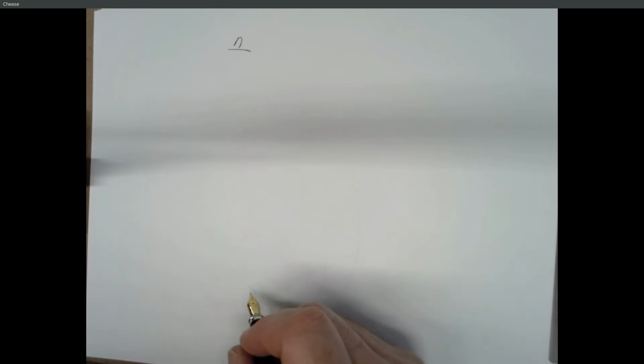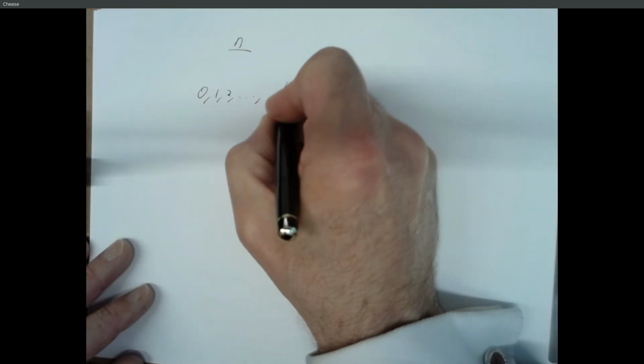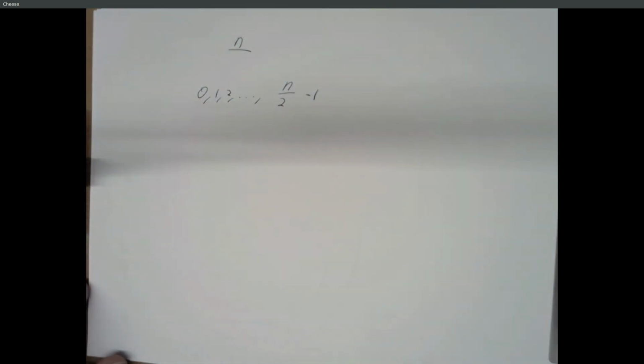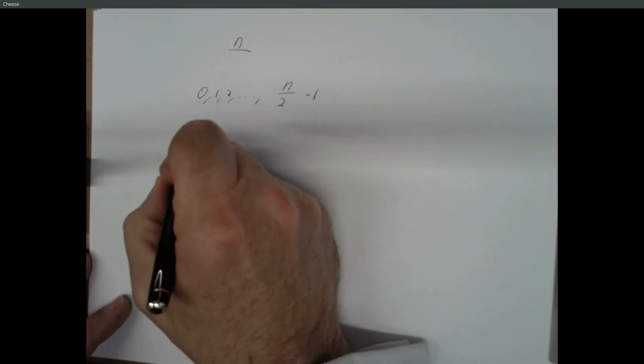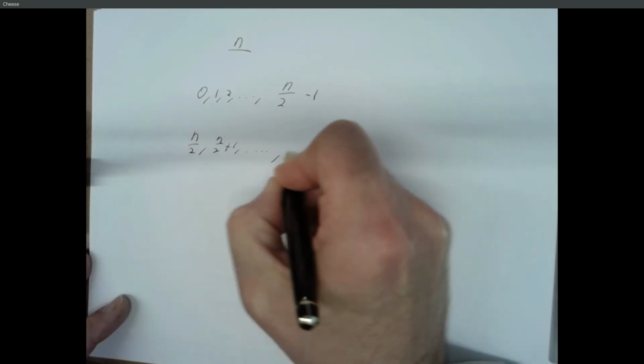So suppose you have n pieces of data. So we want to split into 2 arrays, each having n over 2 pieces of data. So the first one is going to have elements 0, 1, 2, all the way up to n over 2 minus 1. And the second one is going to have n over 2 plus 1, all the way up to n minus 1, because we have this index 0.